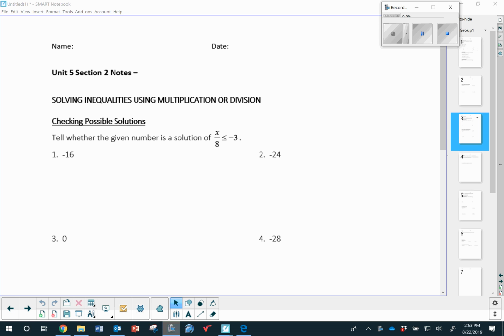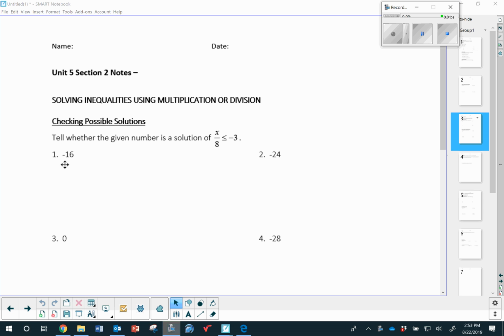Going to get started with Unit 5, Section 2. In this video, we're going to be talking about solving inequalities using multiplication or division. So the first section, we're going to check some possible solutions to see if the number is a correct solution for x, or a possible solution for x.